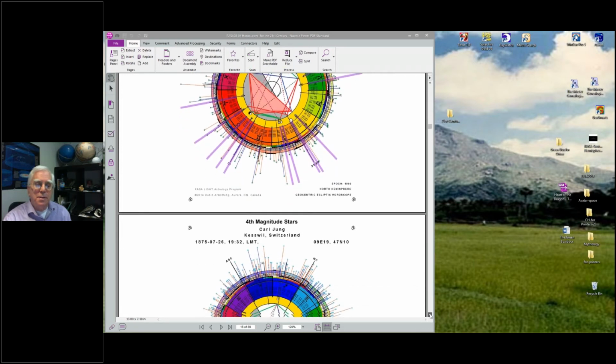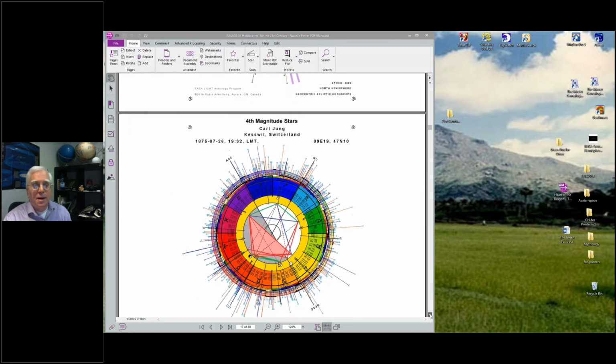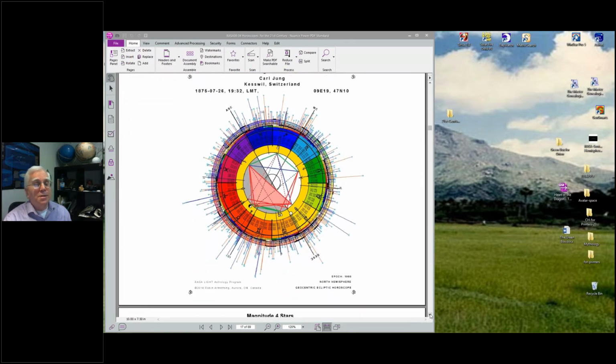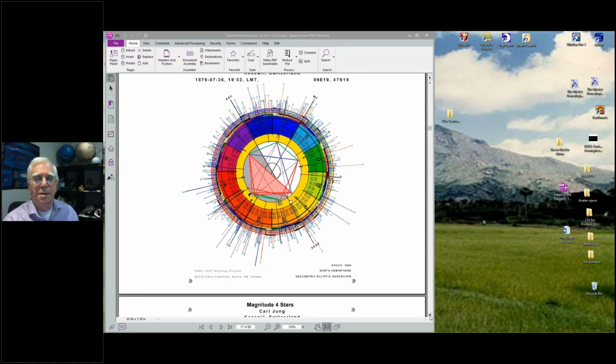So we get to the fourth magnitude stars. Again, a lot more stars. All these stars had to be calculated for that. This is for 1900, and they had to be put in the position. And so this was a madman's work.